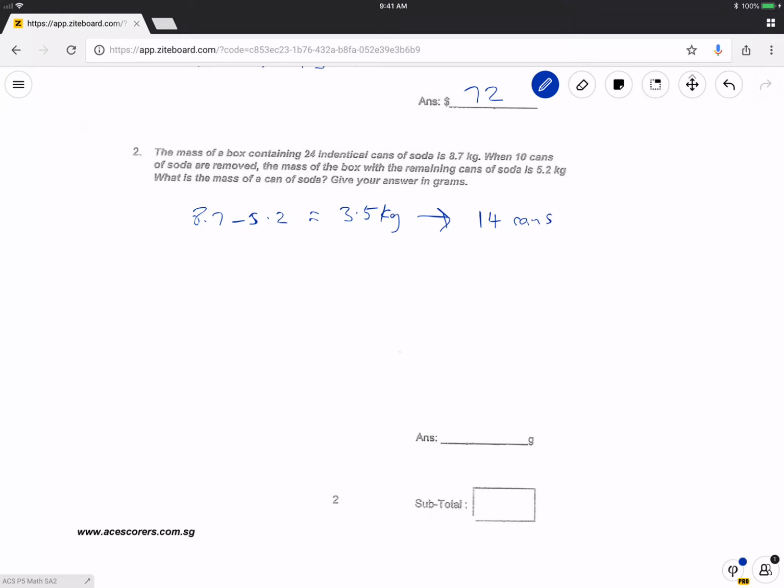of soda. So one can is divided by 14, it's 0.25 kilograms. Now if one can is 0.25, what's the mass of a can? That's it. But they want it in grams, so 0.25 times 1,000 is 250 grams. That's it. So far so good.